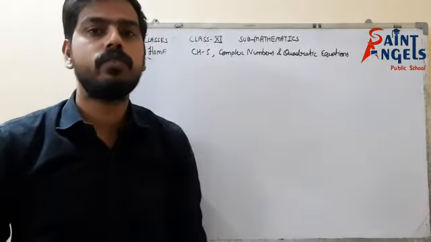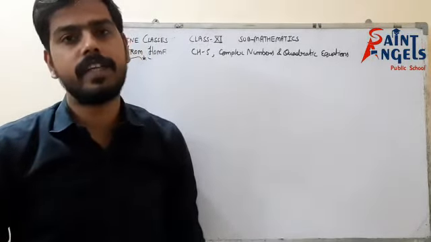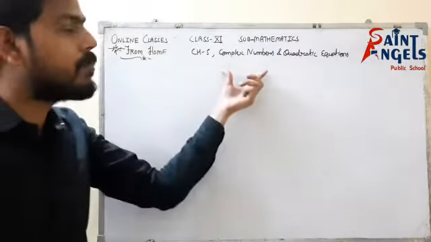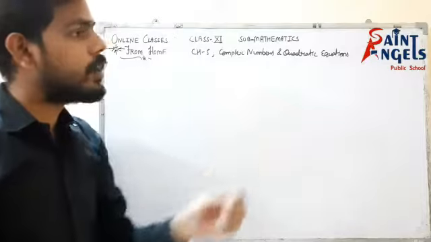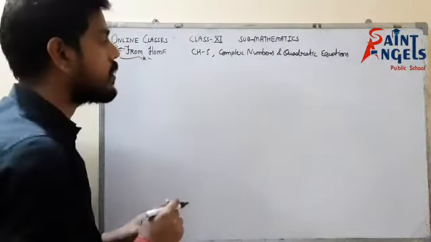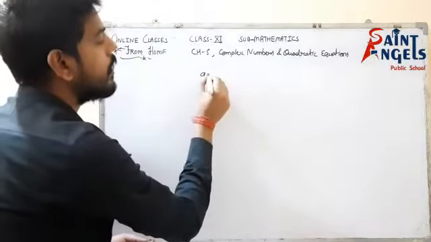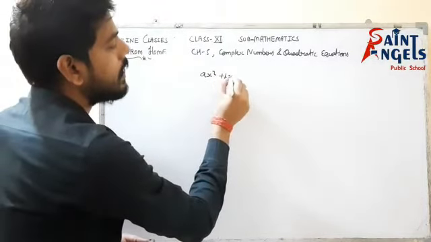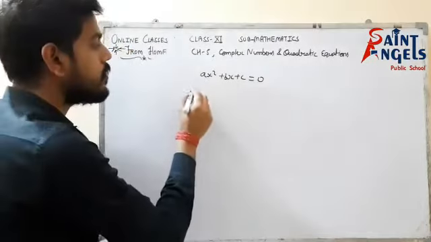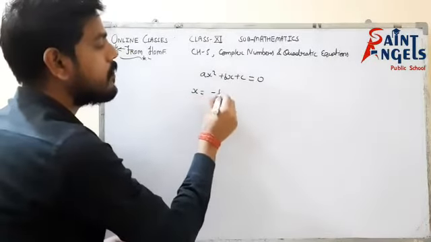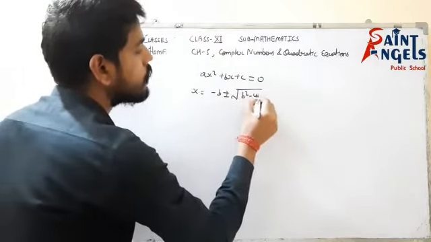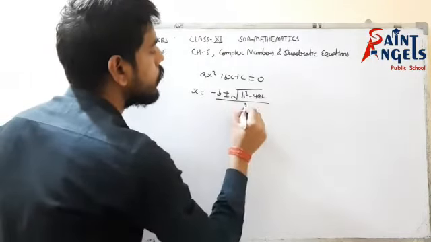Today we are going to start chapter 5, which is quadratic equation and complex numbers. So what are the complex numbers? First of all, we need to know that. I hope you remember that in the 10th class you studied the quadratic equation of the form ax square plus bx plus c equals to 0. The solution of this equation was x equals minus b plus minus under root b square minus 4ac upon 2a.